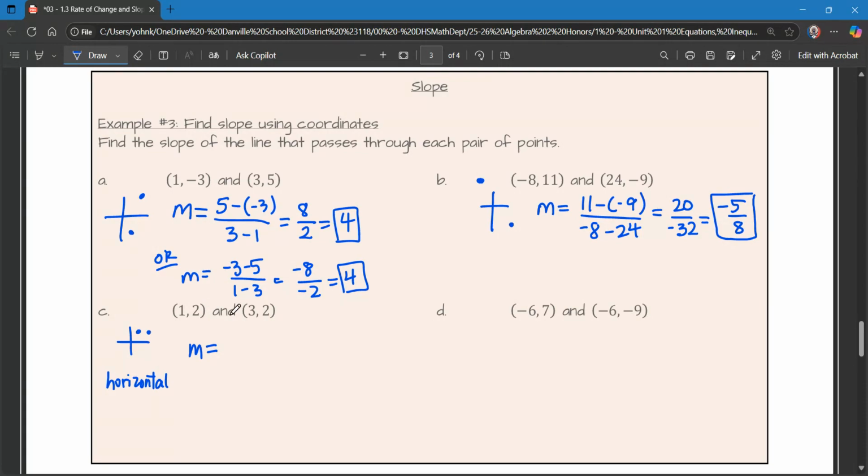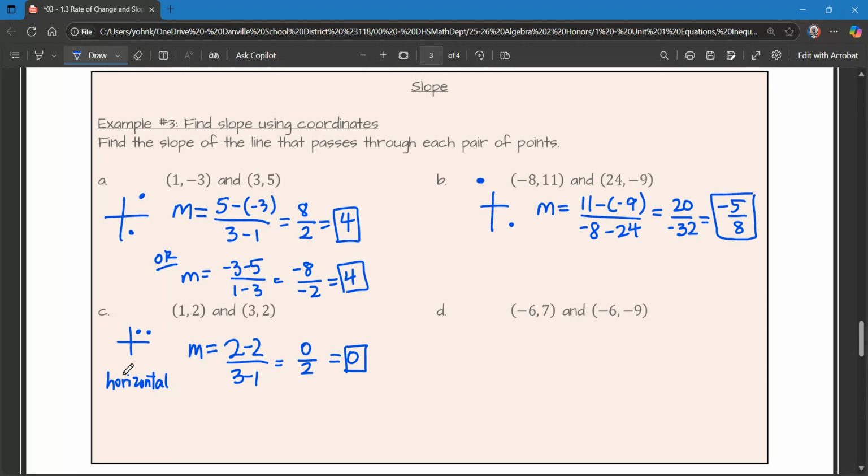So let's do y2 minus y1, so 2 minus 2. And then we have 3 minus 1 in the denominator. So that gives us 0 divided by 2. Well, 0 divided by 2 in fact gives us 0. If you can't remember if it gives you 0 or not, use your calculator, divide it, you get 0. And guess what? Horizontal lines have a slope of 0.